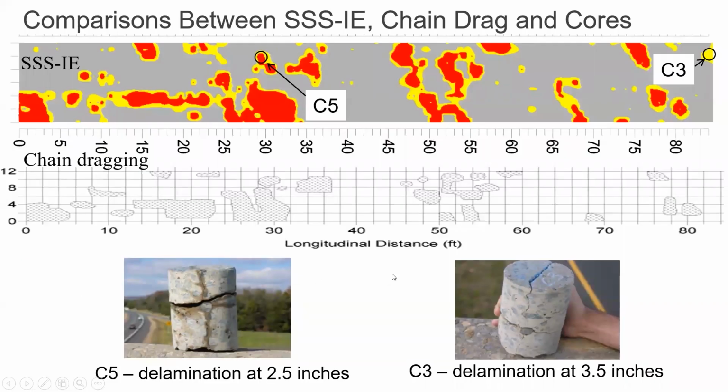Interestingly enough, cores were taken because it was noticed that we predicted a problem over here with the sonic surface scanner and impact echo that the sounding did not hear. So when they cored this location, there was a delamination 3.5 inches deep. The acoustic sounding did hear the chain dragging, the delamination at 2.5 inches deep shown at core 5. So we've kind of concluded it's hard to hear much deeper than 3 inches in concrete by ear in sounding.